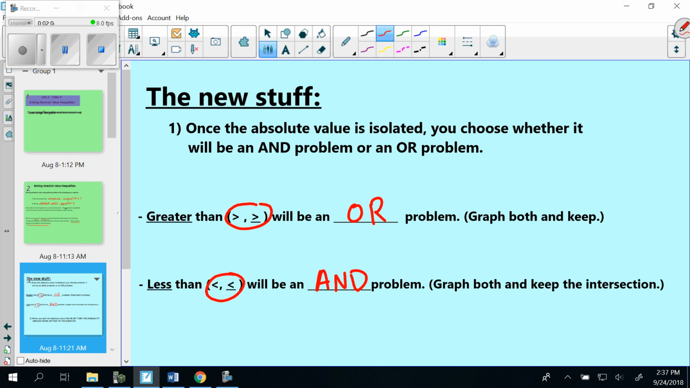One way to kind of remember that is "greater" sounds like the end of "or," and then "less than" kind of sounds like "and." So that's kind of a way that you can know which one it's going to be.